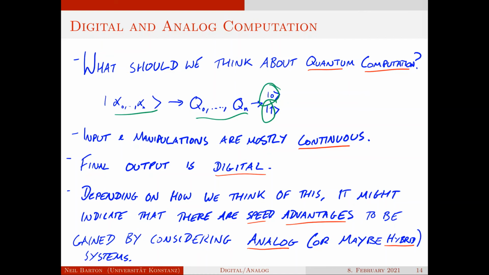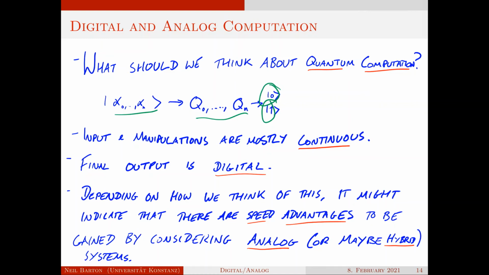Okay, so here, assuming the standard mathematical modeling of quantum mechanics, the input and the manipulations are mostly continuous, right? We're modifying the relevant positions of different qubits. However, the final output is always digital. When we finally go to make a measurement, we force all the relevant qubits into either a 0 or 1 position in order to read off the answer.